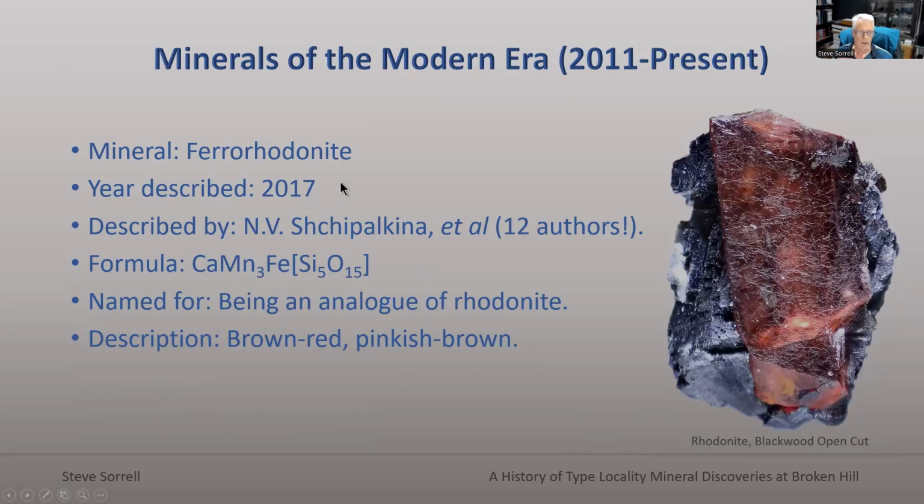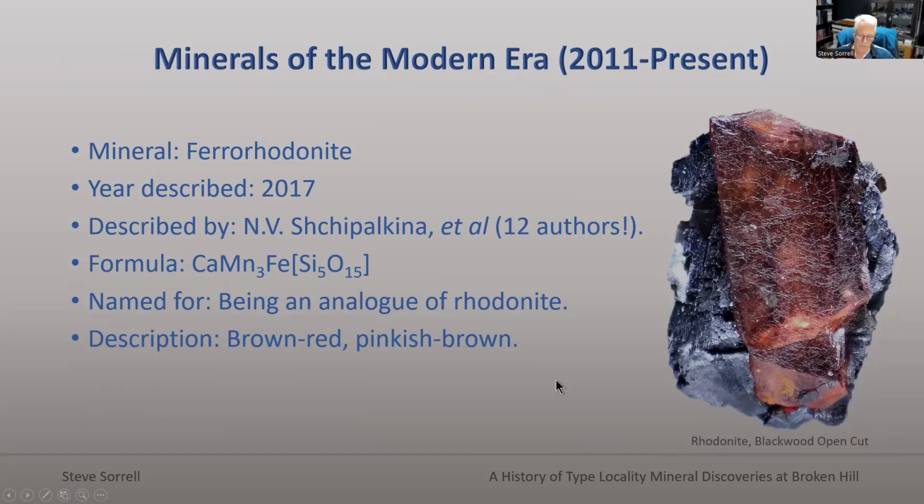In 2017, we had one that's thrown a lot of spanners into the works. We had ferrorhodonite described in Europe. There were 12 authors on the paper, and it's got a certain amount of iron in it, giving it the ferro naming. And visually, it looks like rhodonite.